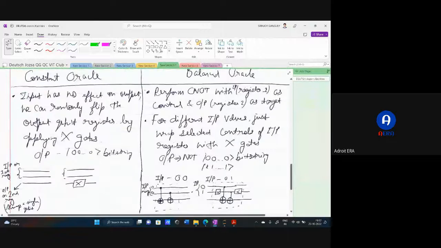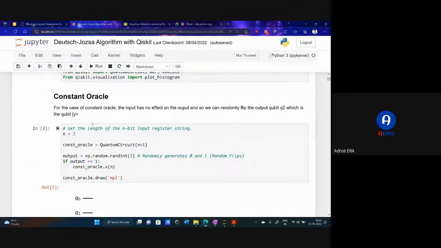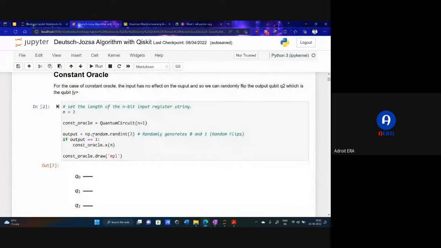Okay, this table. We created this table in the morning, right? Input has no effect on output. We can randomly flip the output qubit register by applying X gates. So that is what we are doing. For the case of constant, the input has no effect and we can randomly flip. So we defined a random function from numpy. np is numpy, right? What is numpy? Numpy is numerical Python. It helps you do numerical calculations using the Python programming language. So from that, you took random and then you defined a random integer, which randomly generates 0 or 1, which is the random flip.